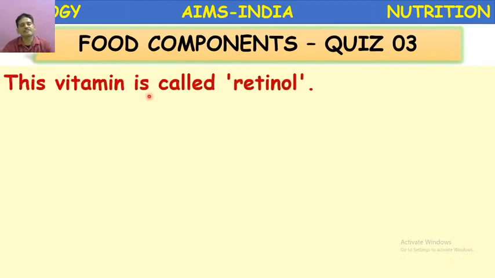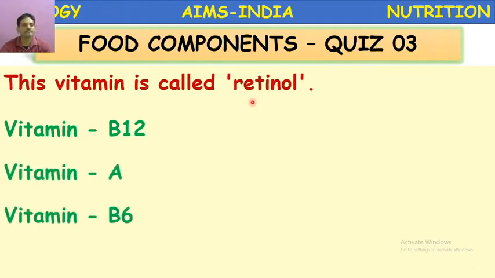This vitamin is called retinol. Which vitamin is called retinol? Or what is the common name of the vitamin retinol? The chemical name is retinol here. You have to choose the common name. Vitamin B12, vitamin A, vitamin B6, vitamin K.